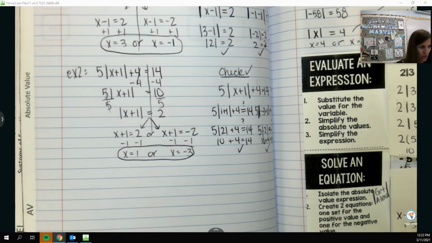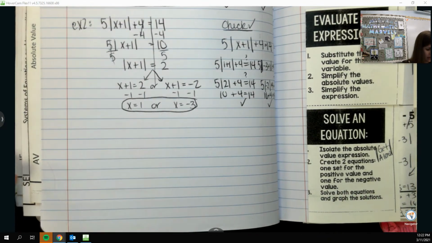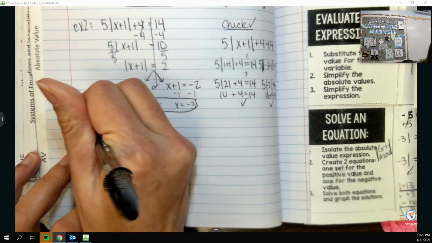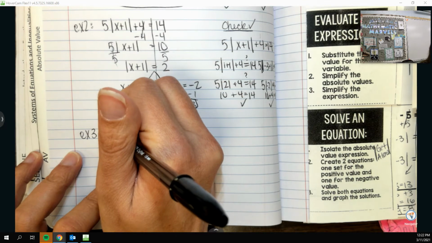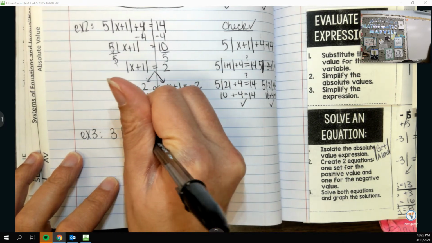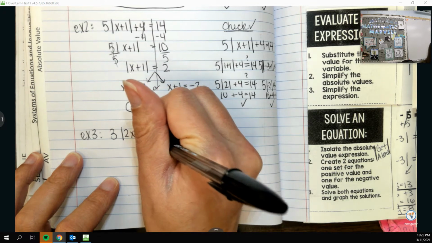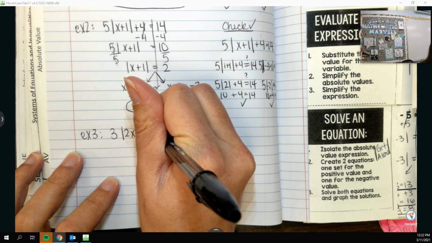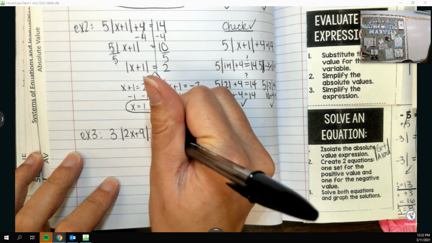So let's try one more. Lucky number 3. Let's do 3, absolute value, 2x plus 9 equals -3.